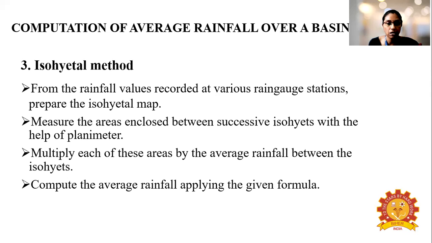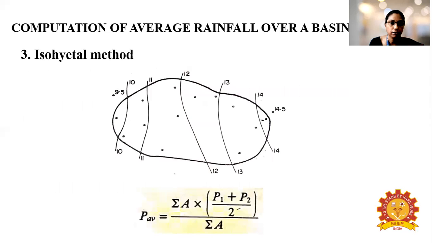So the next step is to calculate the area between two isohyets. Once you see the diagram, you can understand. And the next step is to multiply each of these areas by the average rainfall between the isohyets. Then using the formula, you can calculate the average rainfall.